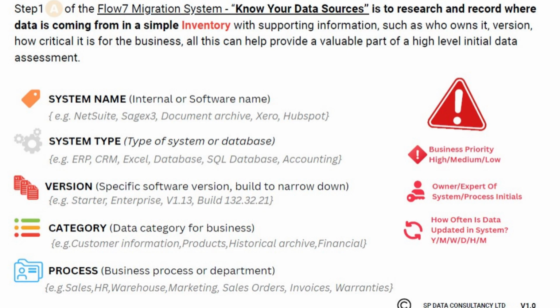The data source inventory is basically just a list of the different system names or software that hold the data that you're going to put into your migration. And you'll record things like the system name, the system type, the version number, maybe any categorization that you like to apply to that, such as accounts or finance records or reports. And also, crucially, you align those with processes that are carried out and then how critical those processes are for your business. And also, very importantly, you should assign an owner to that.